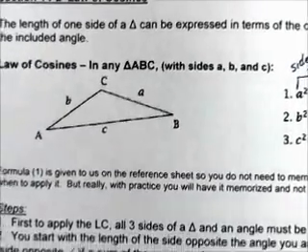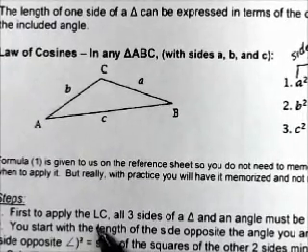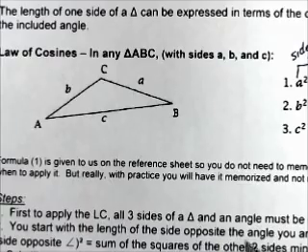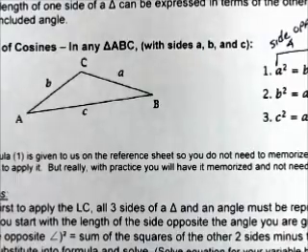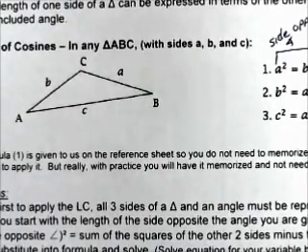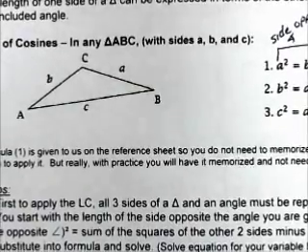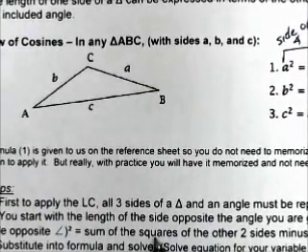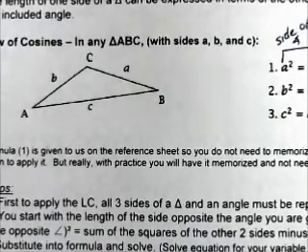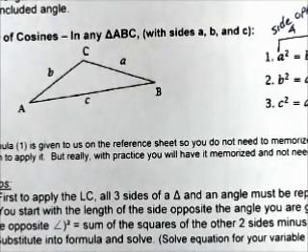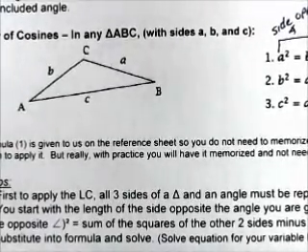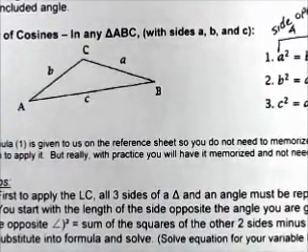These are the steps we'll take. First, to apply the law of cosines, all three sides of a triangle and an angle must be represented. You start with the length of the side opposite the angle you are given or trying to find. So you say the side opposite the angle squared equals the sum of the squares of the other two sides minus twice their product and the cosine of the angle. Substitute into the formula and solve. Please solve your equation for your variable before touching your calculator. So you really want to have a calculator available when you're watching this video.